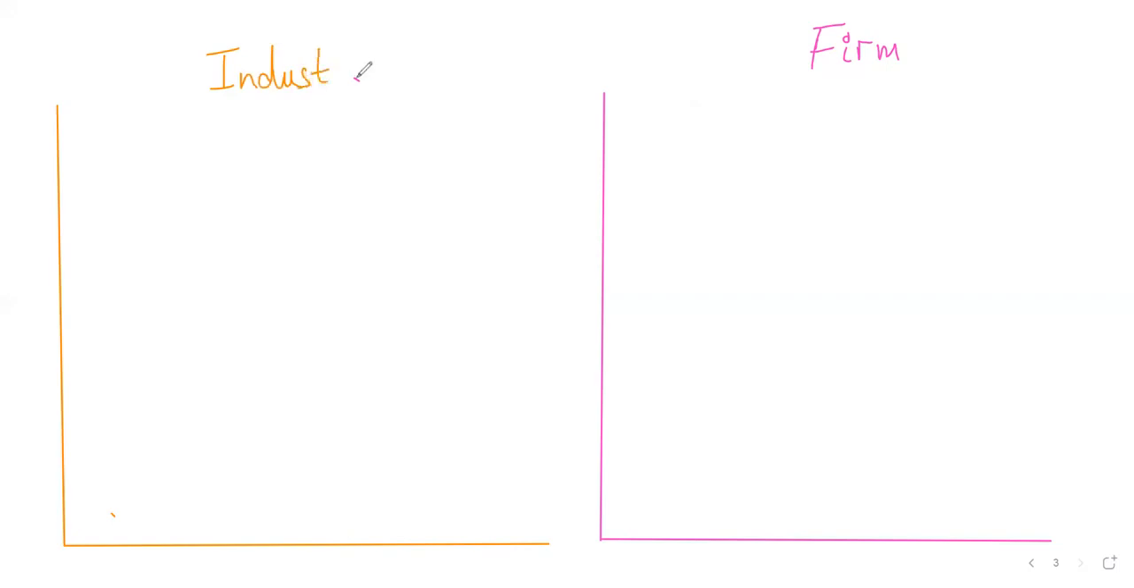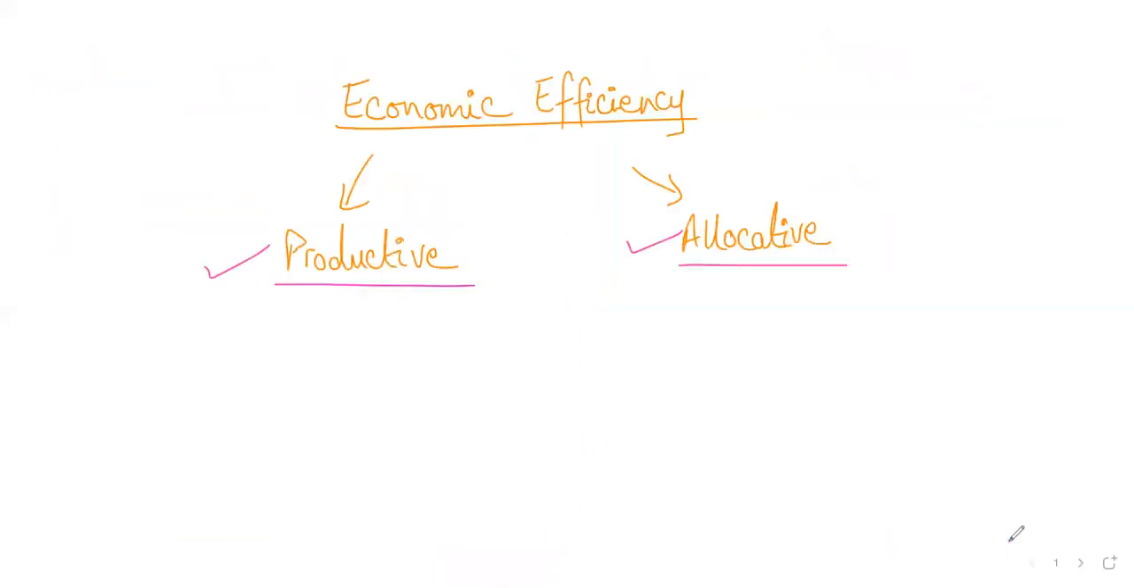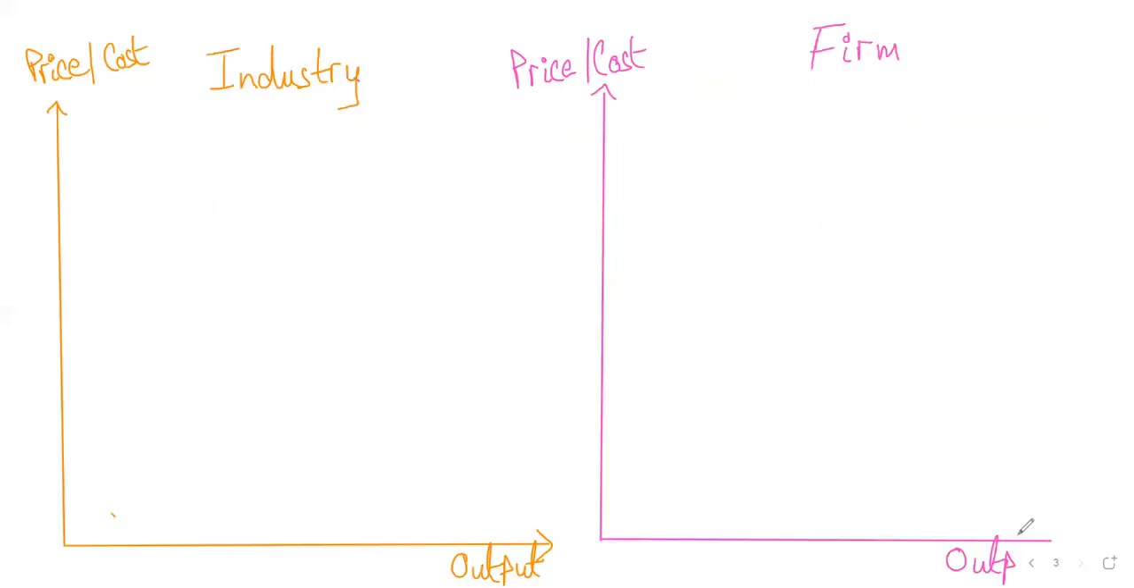Now, first of all, we will label the axes. On the y-axis, we have price and cost, and on the x-axis of both graphs, we will have output, how much output is being produced. Similarly, over here on the y-axis you will have price and cost, and on the x-axis you will have the quantity of the good being produced, output or quantity, whatever you want to say. Right, so it's output.